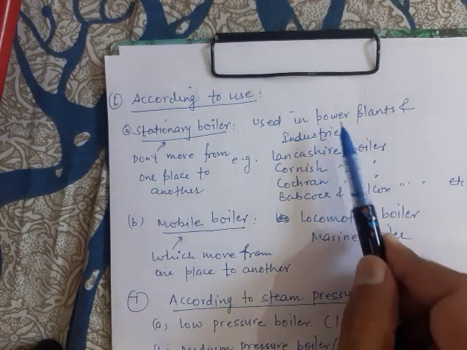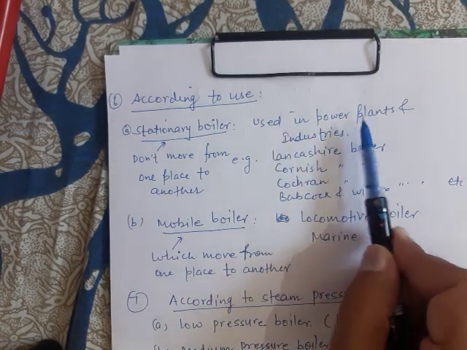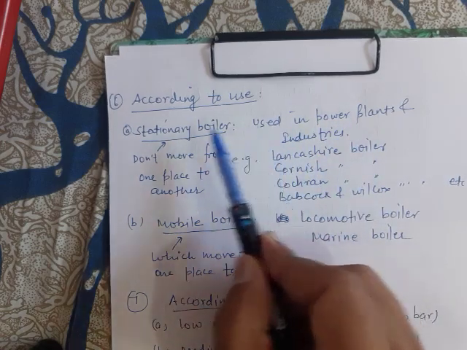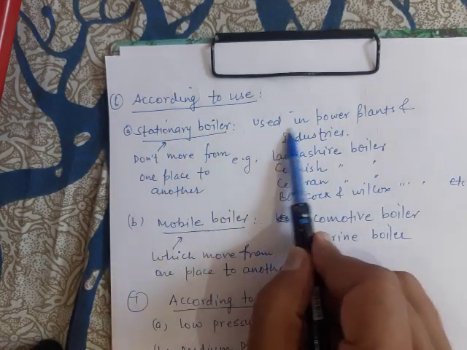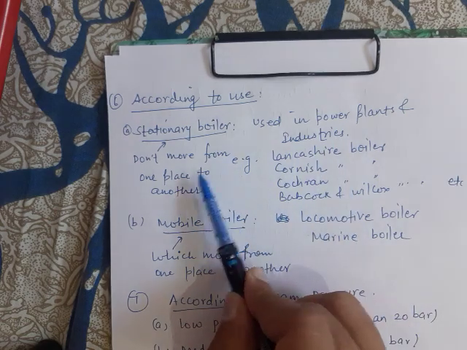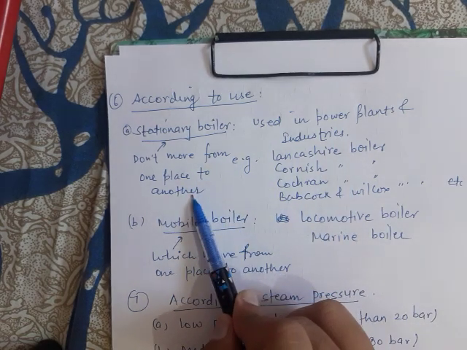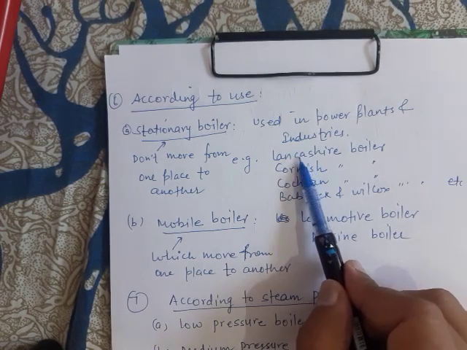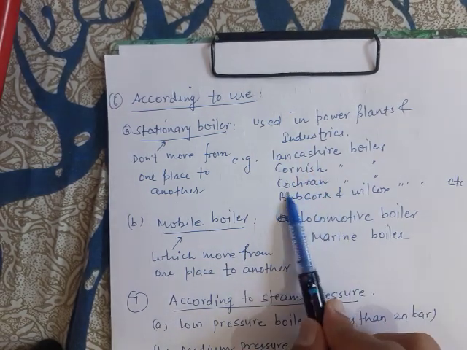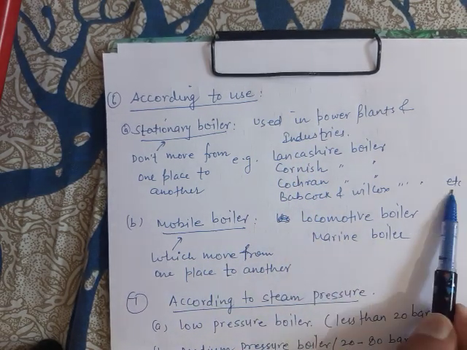The examples of such boilers are those which are used in the power plant and industries. Stationary boilers are basically used in power plants and industries as they cannot move from one place to another place. The examples of stationary boilers are Lancashire boiler, Cornish boiler, Cochran boiler, Babcock and Wilcox boiler, etc.